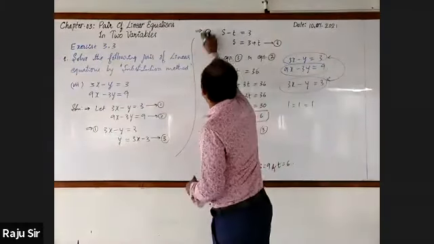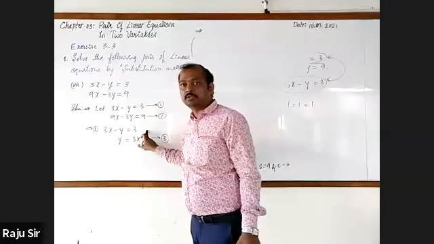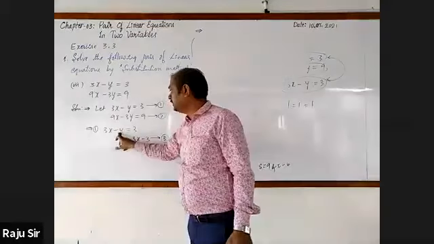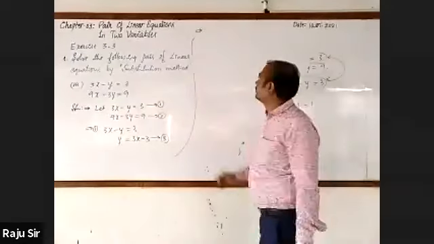Now you will substitute this third equation. Minus y is equal to minus 3x plus 3, correct. Take the 3x to the right hand side, and take 3 to the left hand side. That has been written as y equal to 3x minus 3.